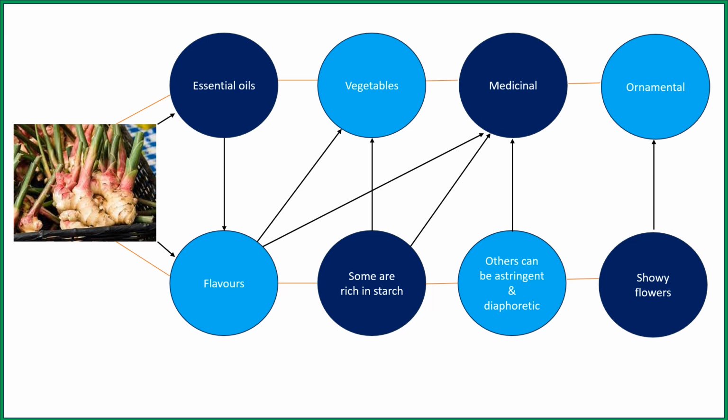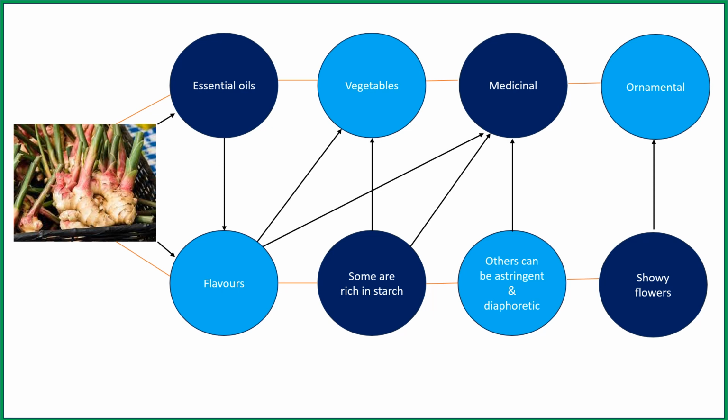So most of the rhizomes can be eaten as vegetables, and not only that, some of the rhizomes are rich with starch. So that is why they can be consumed as a highly nutritious food. Other than that, some of the rhizomes can be astringent and diaphoretic. So here in this case, again, they can be truly medicinal.